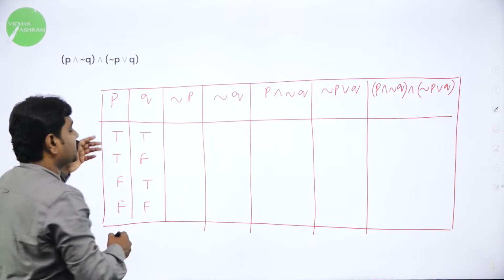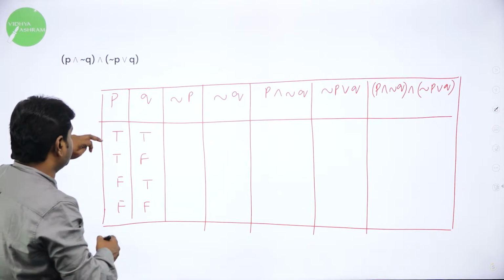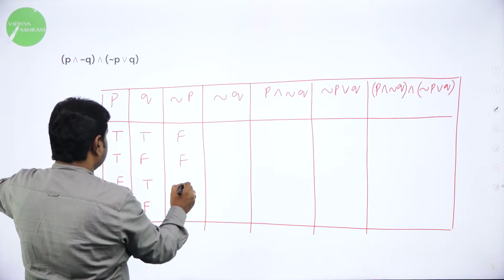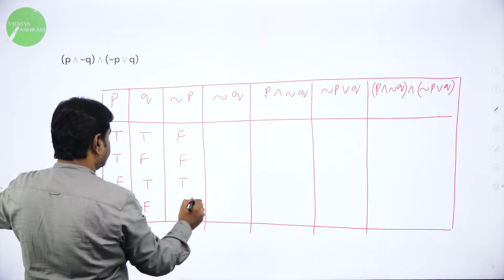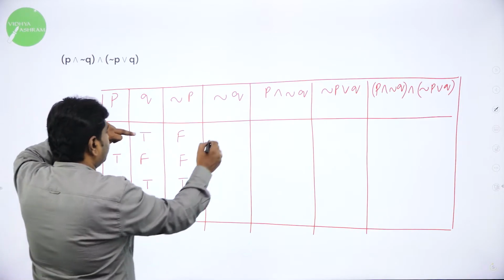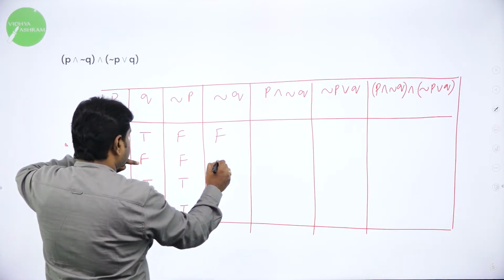Then not P means negate this. Negate this means what? If it is true, negation P is false. This is false. This is true. This is true. Negation Q means not Q. So if it is true, it will become false. False becomes true.